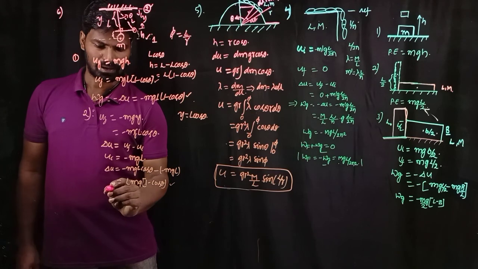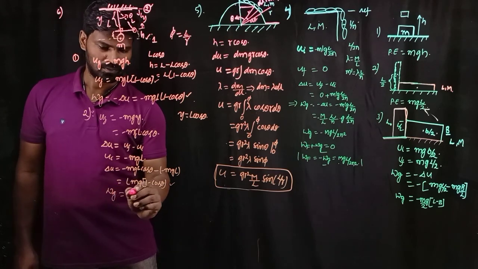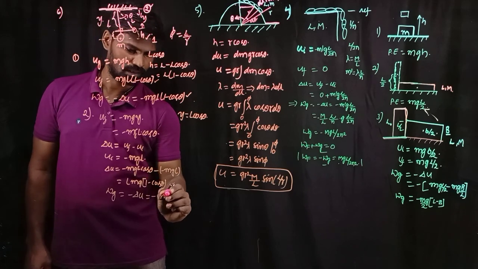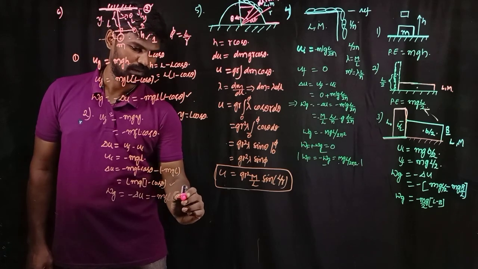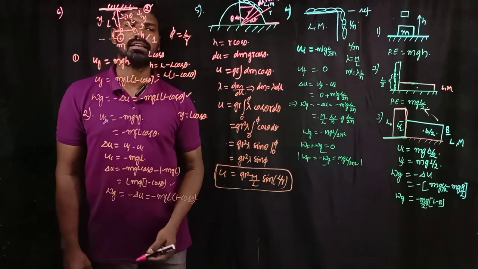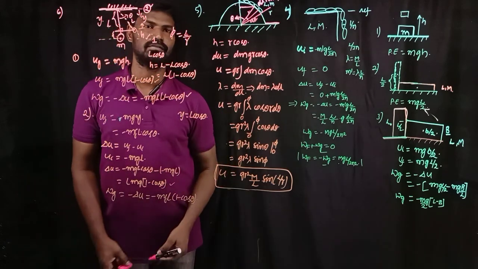And work done by gravity, which is the negative of change in potential energy, is minus mgL into 1 minus cos theta. This is how we calculated potential energy and change in potential energy in different cases.